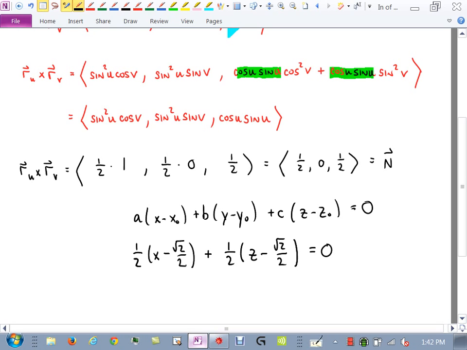And that's an equation of a plane, isn't it? I mean, you could distribute the 1/2 through, you can multiply both sides by 2, clean it up. The cleanest version I got it to was x plus z equals root 2.